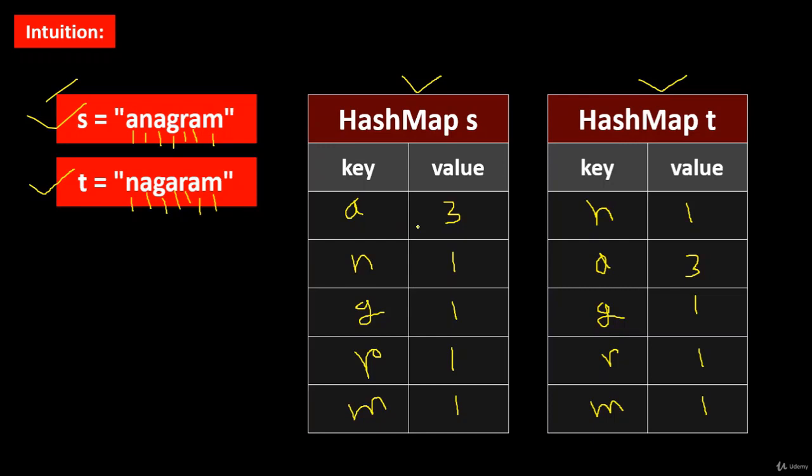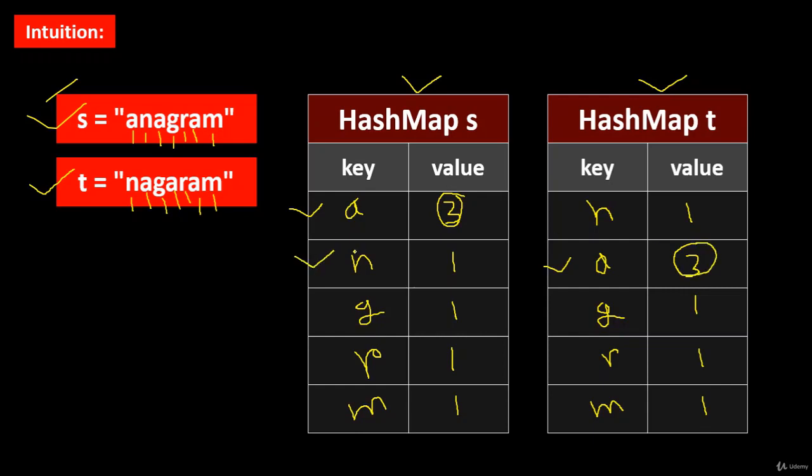Now what I'm going to do, I'm going to traverse the first hash map, and we're going to compare every single key value. First we have a, right? Key is a. So let's see the key in this hash map, and that is a. Here we found it, and the value we see is 3, and they match. Since they match, we'll move to the next character.